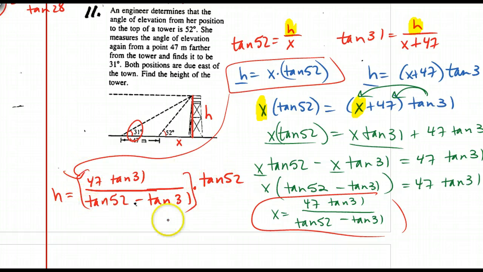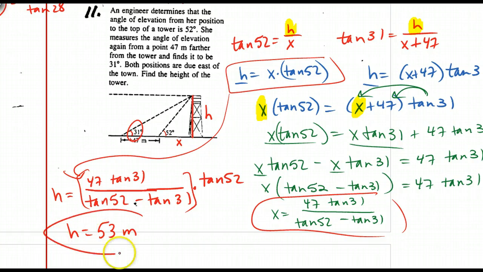Okay? And you can type all this into the calculator. And when you do that, you get, okay, I got height is 53 meters.